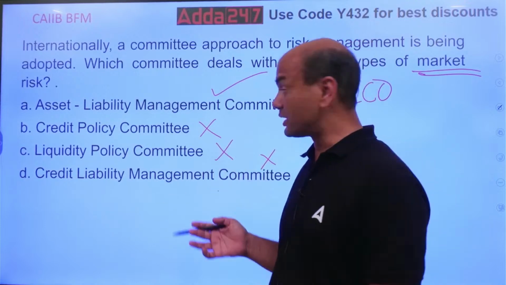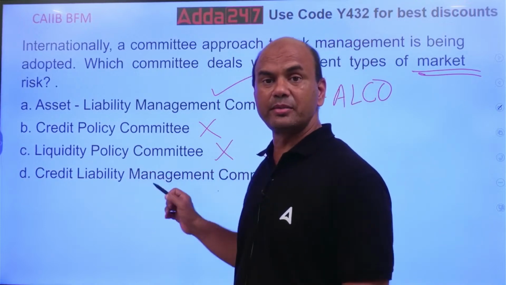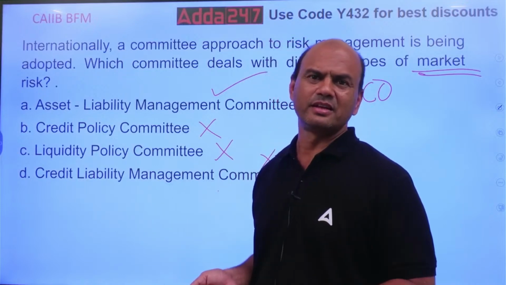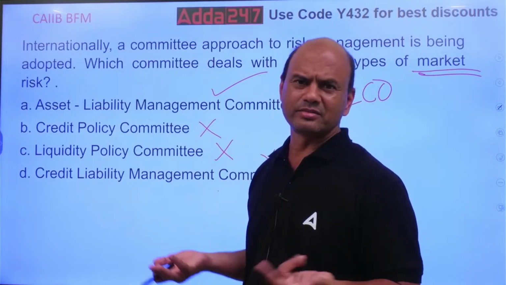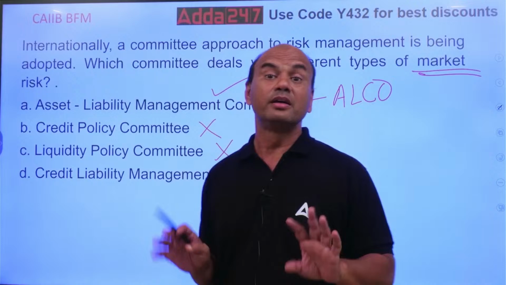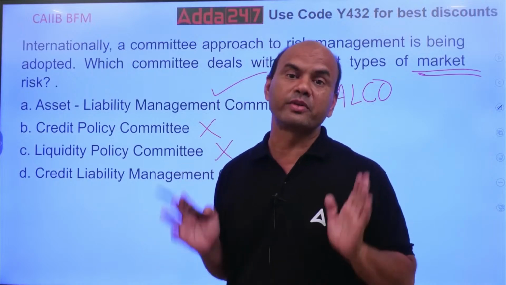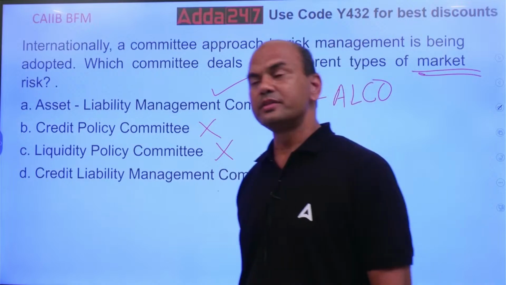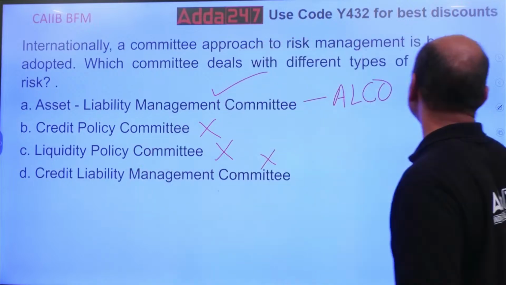Somebody might argue, sir, we have some committee with this name in our bank. You can have 1,000 committees in your banks. I can have a canteen committee. What's the problem? I can have a canteen committee. What is in the risk management framework? That's important, isn't it? So the answer is this, ALCO. Got it?